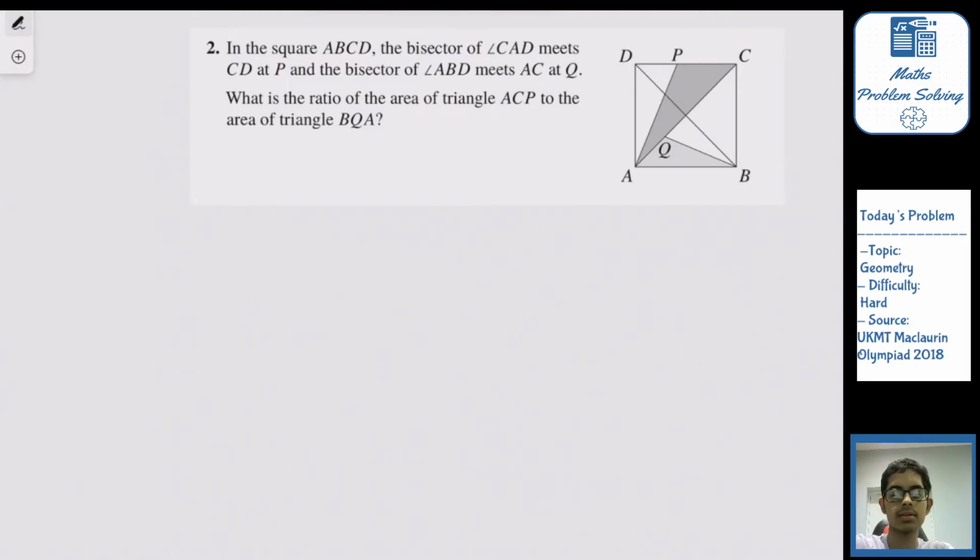Today we're going to be doing a question from an Olympiad paper in 2018. So let's get started with it. Okay, so here's the question.